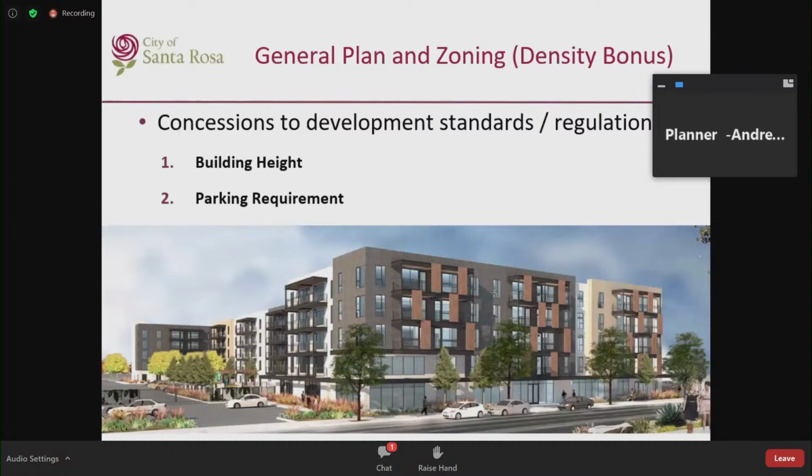And so in terms of concessions to development standards or regulations for which the project was eligible due to its density bonus eligibility, the project has requested a concession to the building height development standard, as well as the minimum parking required development standard.